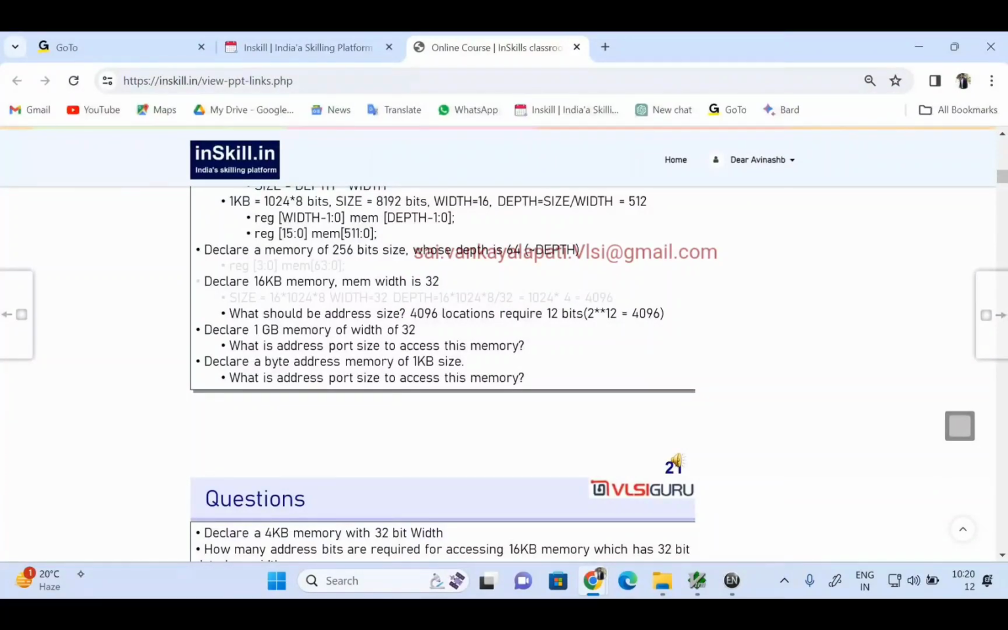1 GB memory with a width of 32. So what is the port size to access the memory? To declare the byte address memory of 1 KB size, what is the port size of the address for this memory? You take up these two as an example.